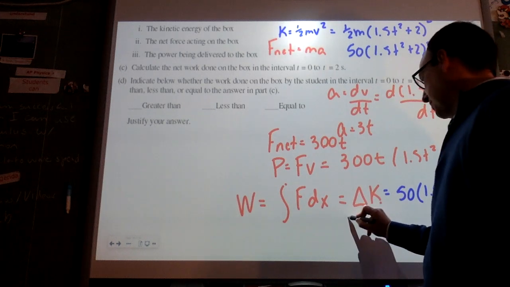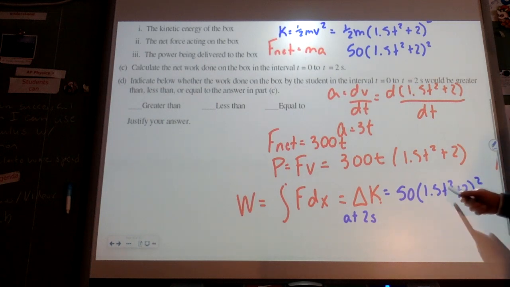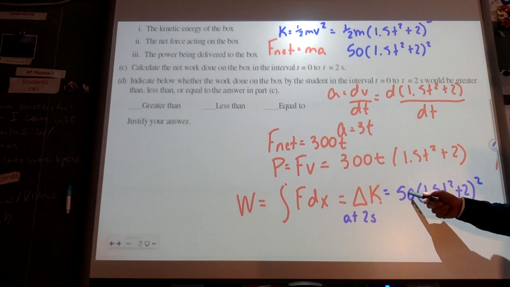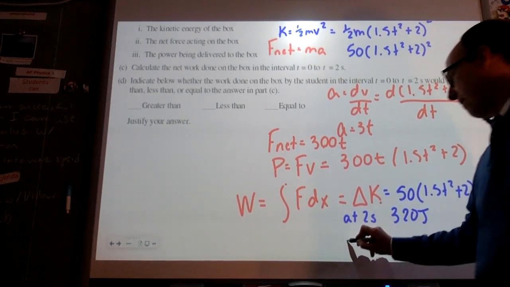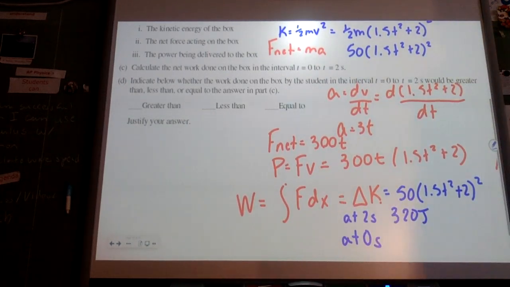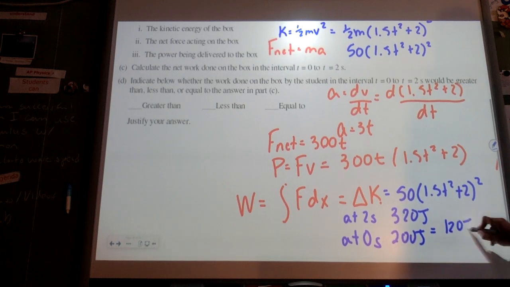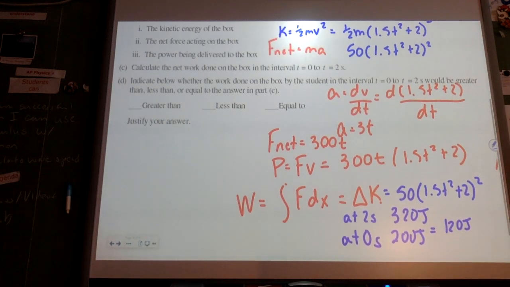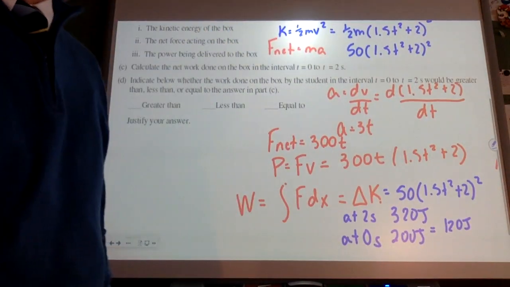So at 2 seconds, if I plug in 2 for this, I'm going to get 4 times 1.5 is 6, plus 2 is 8, squared is 64. 64 times 50 is going to be 3200 joules. And then at 0 seconds, I'm going to get 2 squared, which is 4 times 50, which is going to be 200 joules. So the net work done is going to be positive 3000 joules.